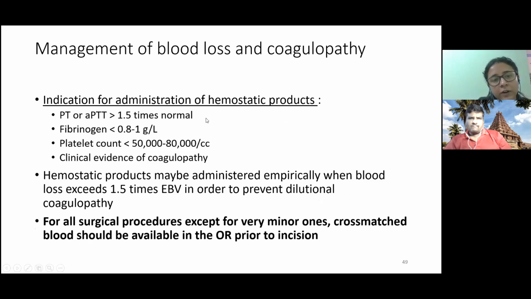So indications for administration of hemostatic products include a PT or APTT more than 1.5 times normal, fibrinogen less than 0.8 to 1 gram per liter, platelet count less than 50 to 80,000 per microliter, and clinical evidence of coagulopathy. And hemostatic products may be administered arbitrarily when blood loss exceeds 1.5 times the estimated blood volume in order to prevent dilutional coagulopathy, which results in a vicious cycle. And for all surgical procedures, except for very minor ones, cross-matched blood should be available in the operating room prior to surgical incision.